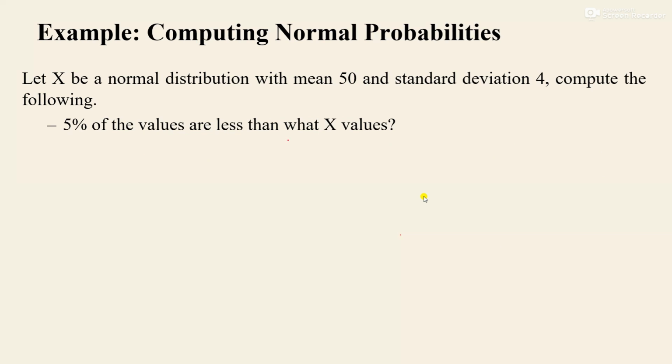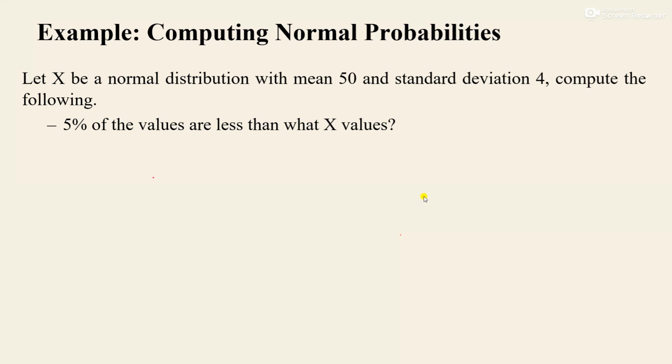Now the probability is given here, but we have to calculate the corresponding x values, for the same normal distribution with mean 50 and standard deviation 4. Right? So first we mark the probability. 5% of the values are less than what x value? Now here the main thing is that you have to mark the area appropriately. If you mark the area wrong, then you can't get the right x value.